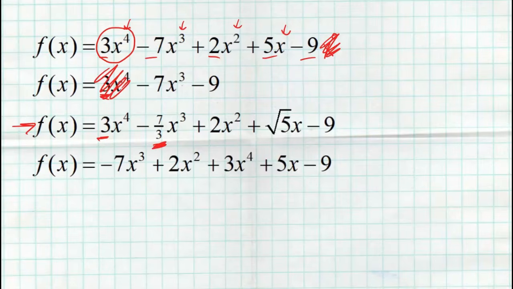Well, a fraction is still a real number. Then we have a coefficient of 2. Then we have a coefficient of radical 5 on that x. Again, very ugly coefficient, but radical 5 is a real number. That doesn't stop this from being a polynomial.